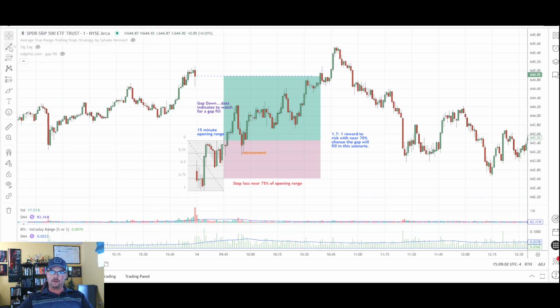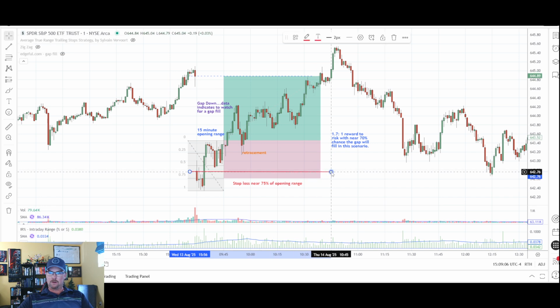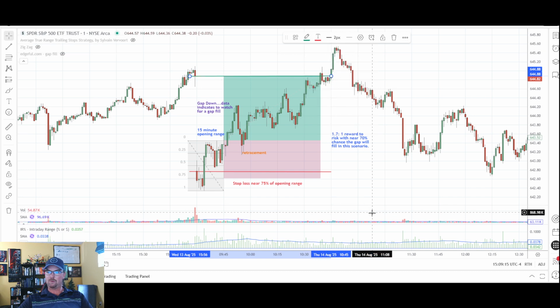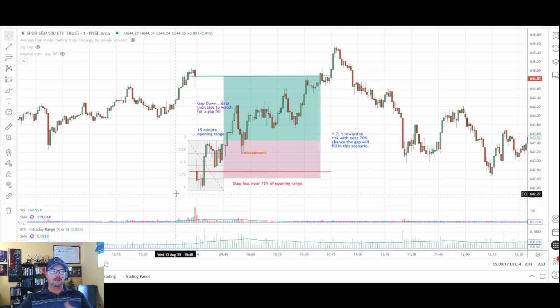So we opened up way down here, which leaves potential all the way to up here, which would be the gap fill. So we could color that one green just to let it know what our target is. And we wouldn't want to just jump into this, but we could wait for some other pattern that we trade. So I like trend continuation. So we have a big surge up here.